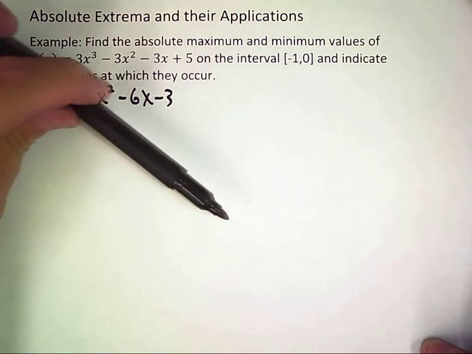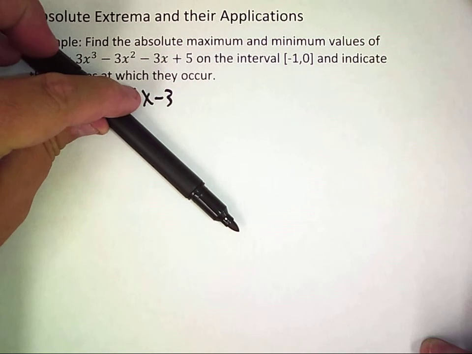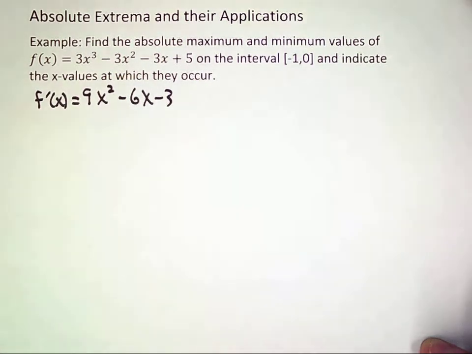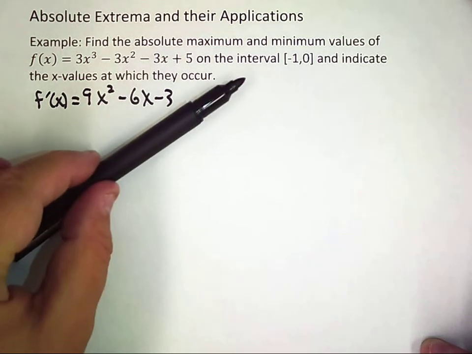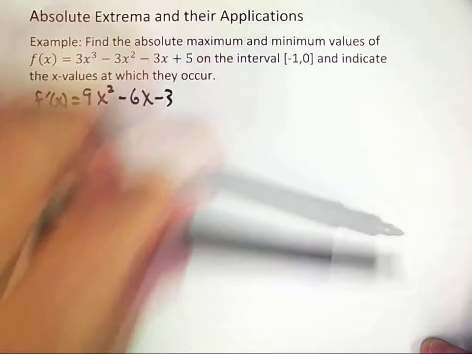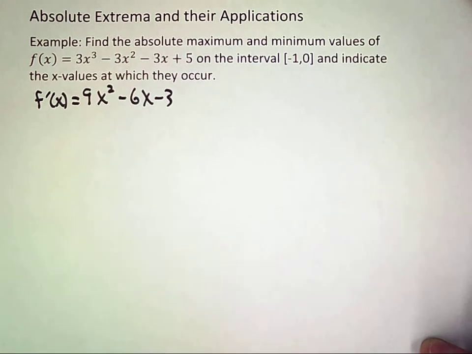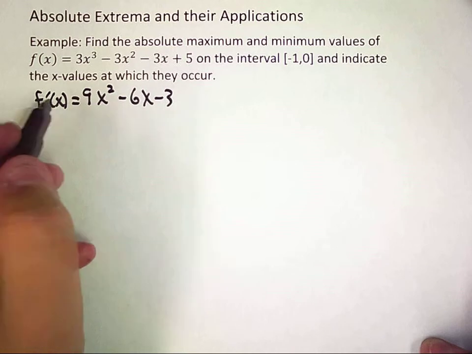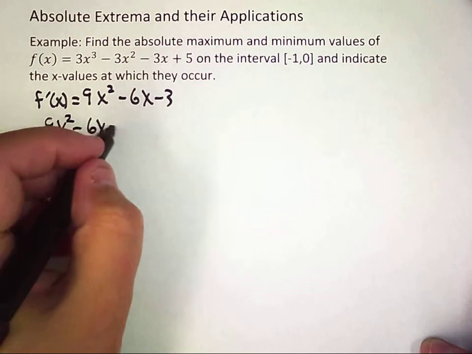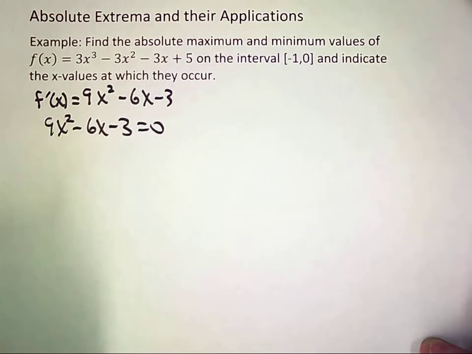If the slope is negative on one side of a critical value and positive on the other, that tells me I have a relative minimum. If it's positive on the left and negative on the right, it tells me I have a relative maximum. So go back to your thought processes in your work with the relative extrema. Then what do you do? You take the derivative and set it equal to 0. So you get 9x squared minus 6x minus 3 is equal to 0.